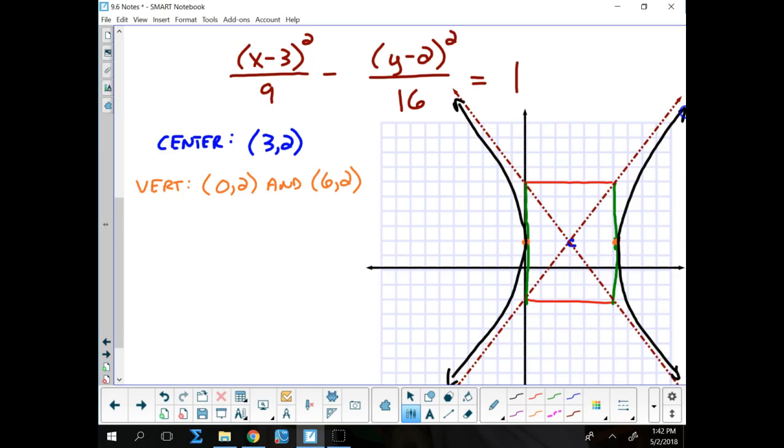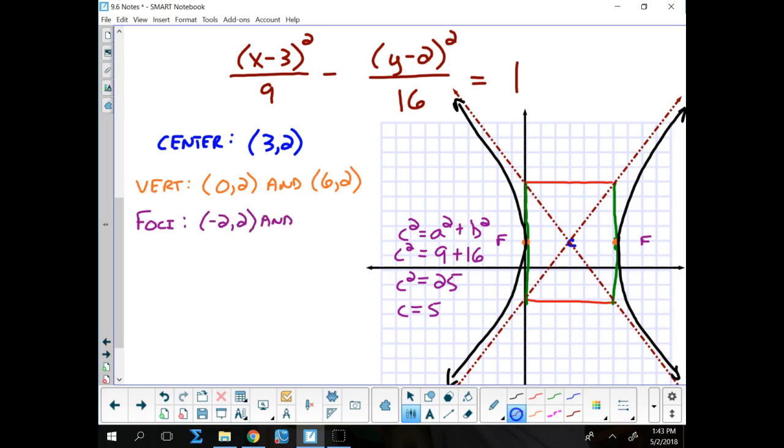Yes? Okay. Equation for foci. A squared plus b squared. So that's going to be 9 plus 16, which is 25. So c then is 5. So I got a focus there and a focus there, which means that my foci are at -2, 2 and 8, 2.